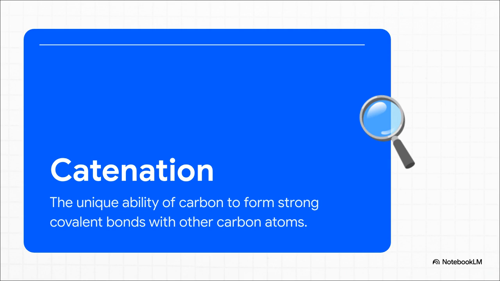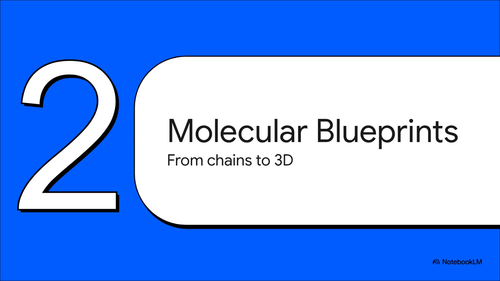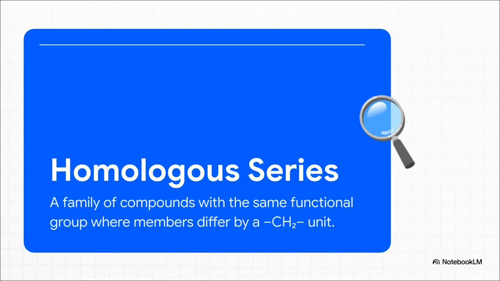Okay, so carbon can form these amazing chains. Got it. But how do we get from a simple chain to the detailed molecular blueprints for everything? Let's dig into that next. See, carbon doesn't just build things randomly. It's way more organized than that.